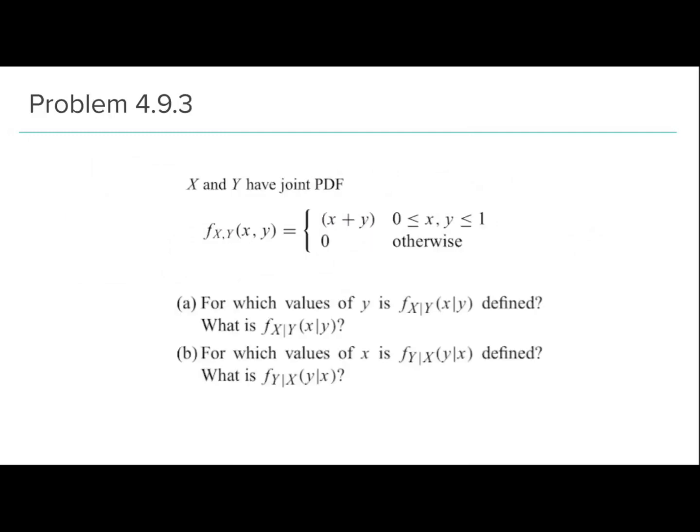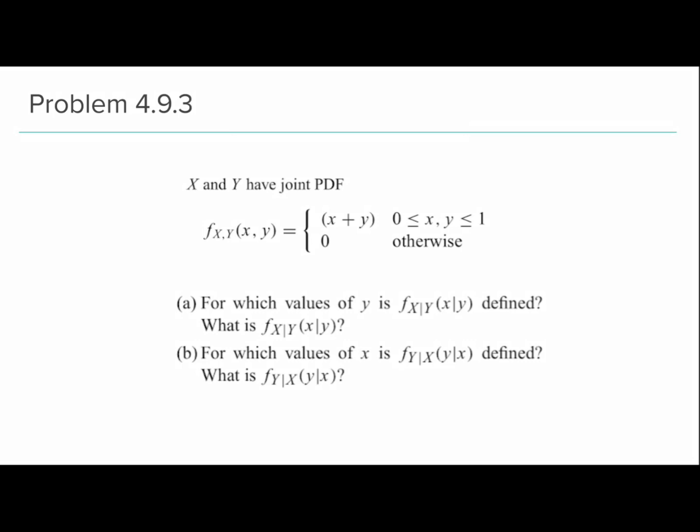Right. So let's move forward with the next question, which is problem 4.9.3. And this says X and Y have joint PDF f of x comma y equal to x plus y for x and y greater than or equal to 0 and less than or equal to 1, and 0 otherwise. For the first part, we have to find for which values of y is f of x given y defined and what is f of x given y. And for the second part, we have to find for which values of x is f of y given x defined and what is f of y given x.